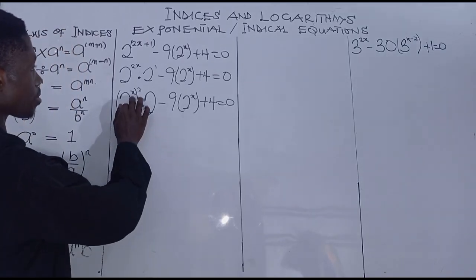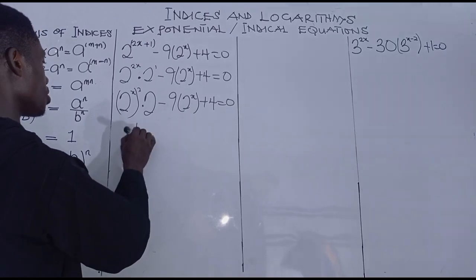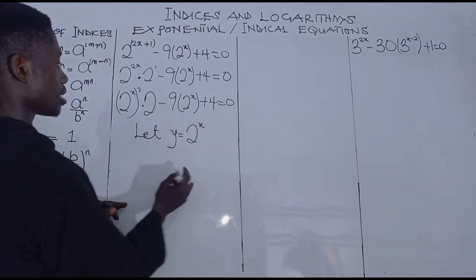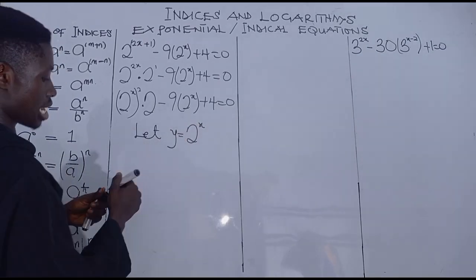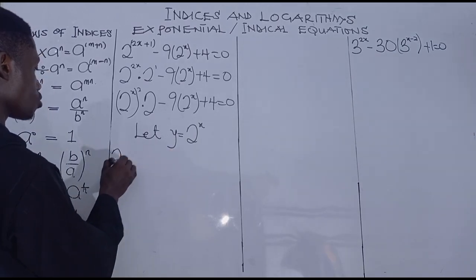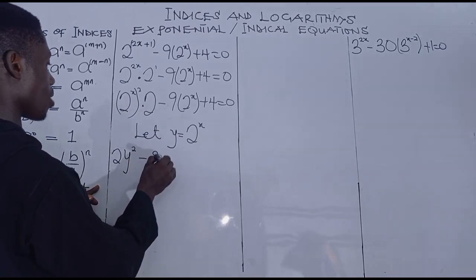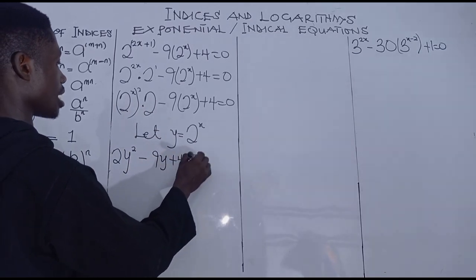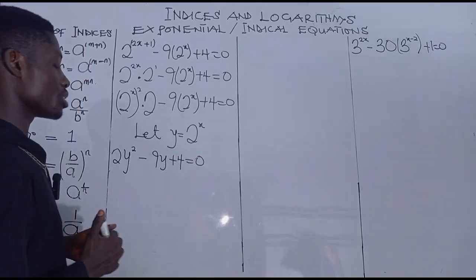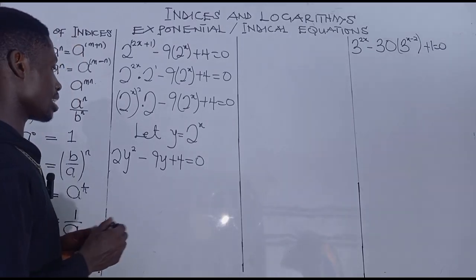So we have 2 raised to the power x, 2 raised to the power x. Let's represent it with any variable at all. So let y equal 2 raised to the power x. Wherever we see 2 raised to the power x, we have to represent it with y. So we have 2y raised to the power 2, and then we have minus 9y plus 4. That gives us 0. So we now have a quadratic equation, and we can solve it using any of the four methods that I said earlier on.